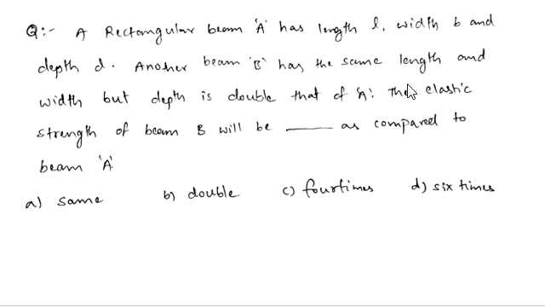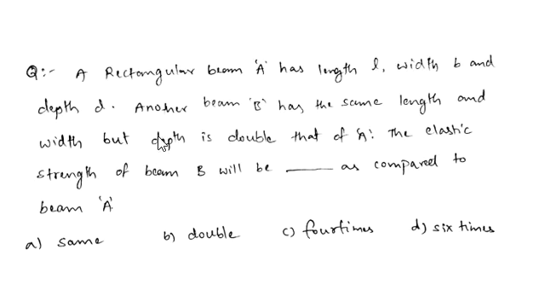Another beam B has the same length and width, but depth is double that of A. So the elastic strength of beam B will be as compared to the beam A. The options are given like this. Option A: elastic strength of B and A are the same. Option B: elastic strength of B is double that of A. Option C: 4 times that of A. Option D: 6 times that of A.